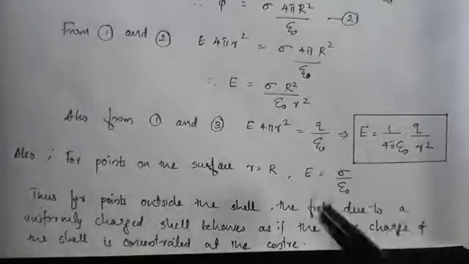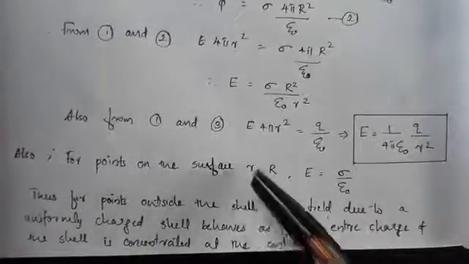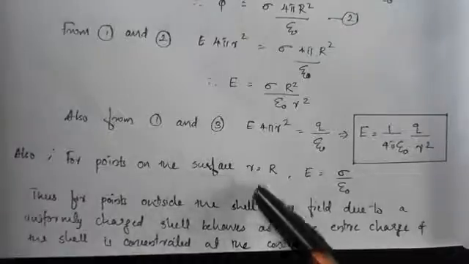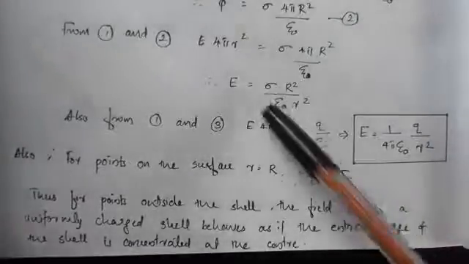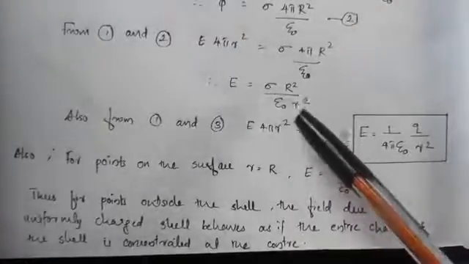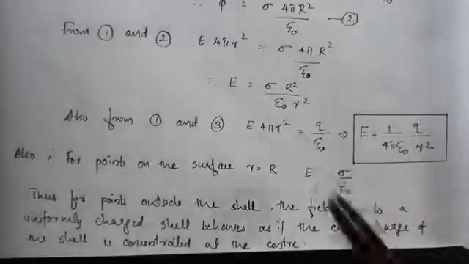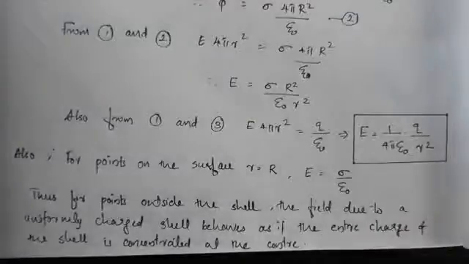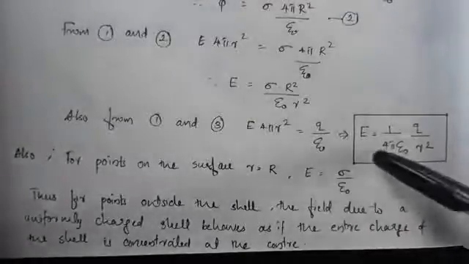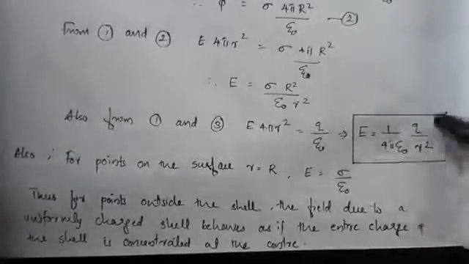I can go ahead with one more equation. On the surface, small r and capital R become equal. In that case, this equation becomes sigma R square by epsilon 0 R square itself. R square will cancel, giving sigma by epsilon 0. So that's about the shell. Outside the shell, electric field is 1 by 4 pi epsilon 0 q by r square.